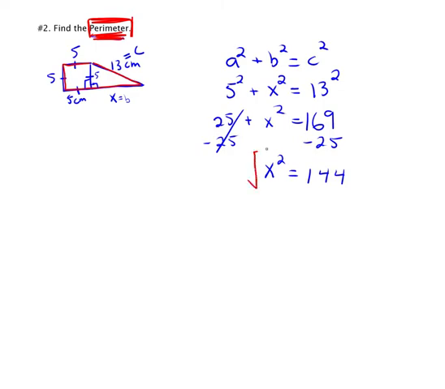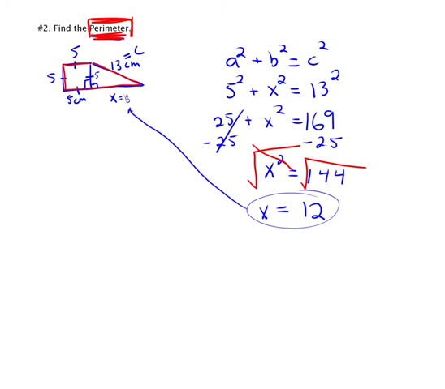That popped up before. If I'm going to cancel out that squared, I need to take the square root of it to cancel it out. And if I take the square root of one side, I take the square root of the other side. And x equals the square root of 144, which is 12. So that means that 12, that's not my answer, that 12 goes right here for my perimeter.